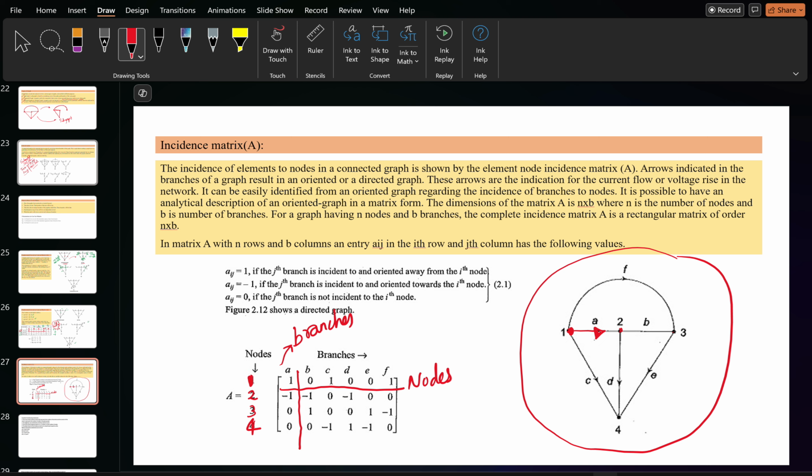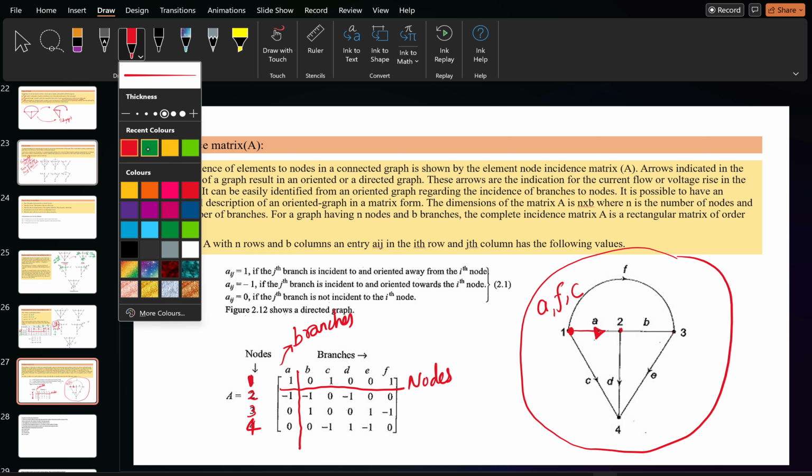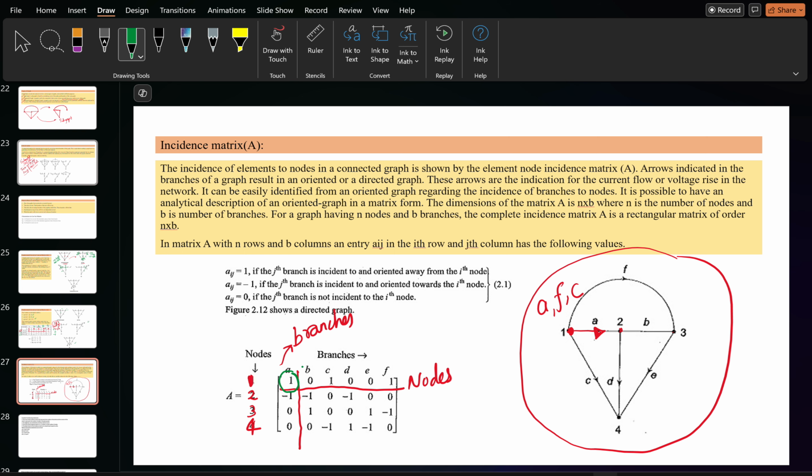Suppose I have jumped to node 1. How many branches are connected? Branch A is connected, branch F is connected, branch C is connected. So that's why, if you see in the column as well, where the non-zero terms are: A, C and F. Others which are not connected, write as zero. If it is going out of that node, consider it as a positive one. So it is positive one, positive one, positive one because it is going out of that node.